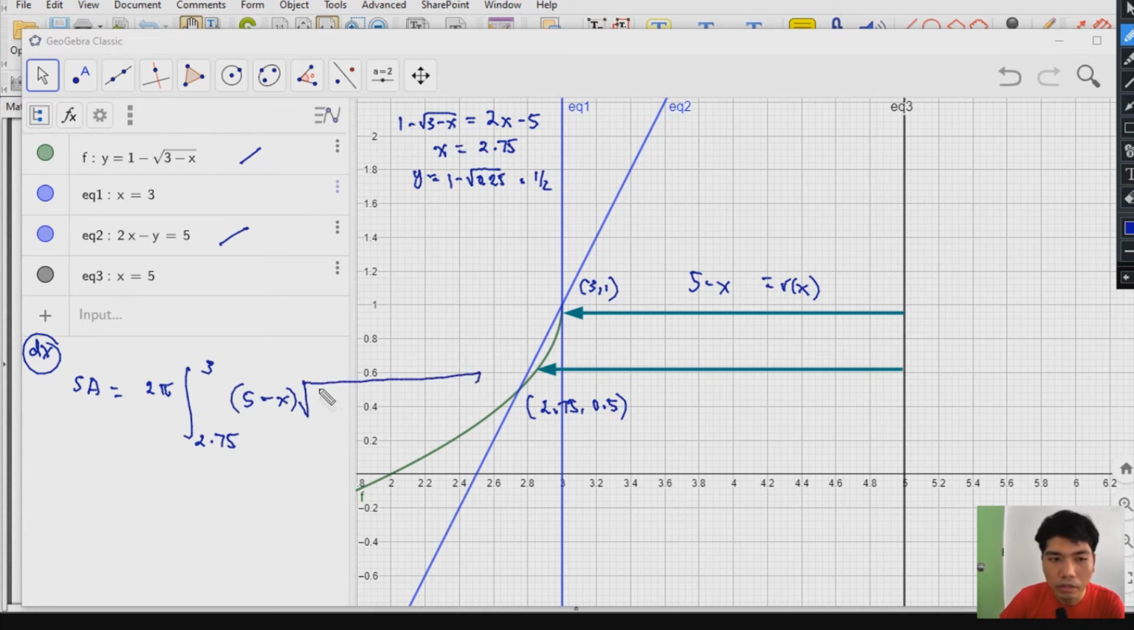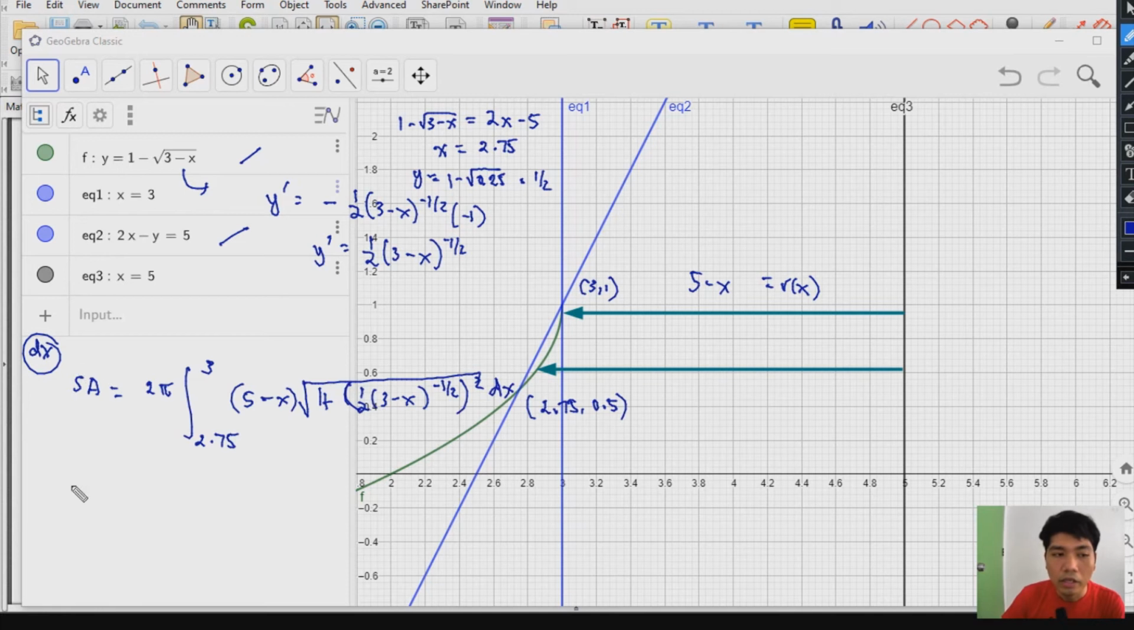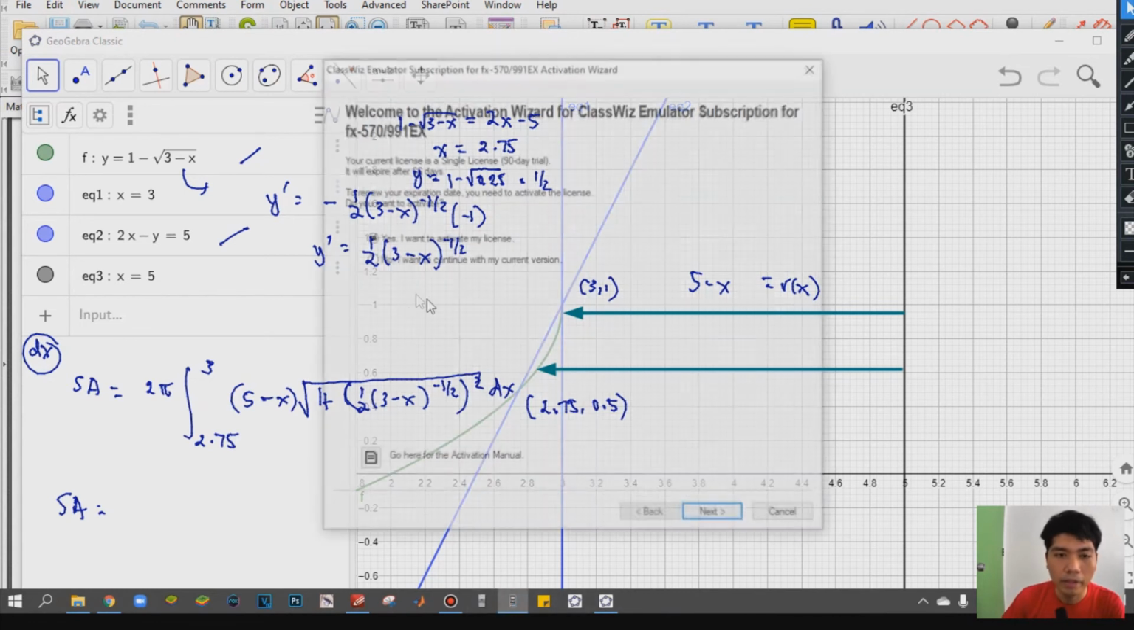So that's 1 plus, so what is the derivative of this y? So that's y prime is equal to negative 1/2 times (3 minus x) raised to negative 1/2 times negative 1, which simplifies further into positive 1/2 times (3 minus x) raised to negative 1/2. Then we square this, and then dx. So now I will try to solve for this using your calculator, and let's see what happens.